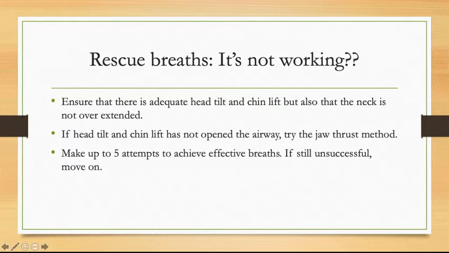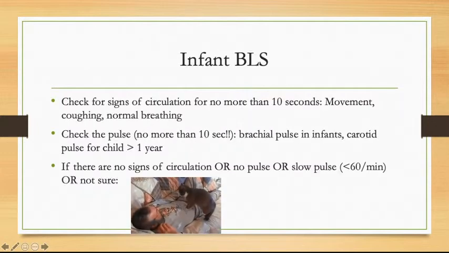Well, what if it's not rising, like it's not working? Again, making sure that the neck is not overextended is one thing you should do. If it hasn't worked, you can try the jaw thrust method. But if you've done up to 5 times and each time it's not really helpful, just move on. There's no point in continuing trying to achieve effective rescue breaths. So you've done, or you've tried, 5 rescue breaths.